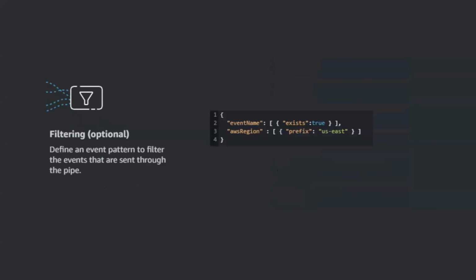Next, you can filter your data. This is an optional step that allows you to select a subset of events from the source based on a pattern. You can use filtering to reduce the amount of events that are processed and delivered to the target, saving on cost and improving efficiency.